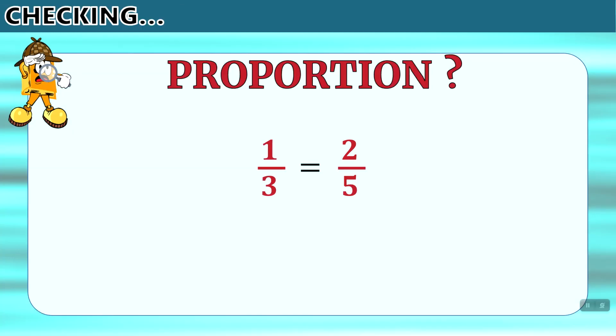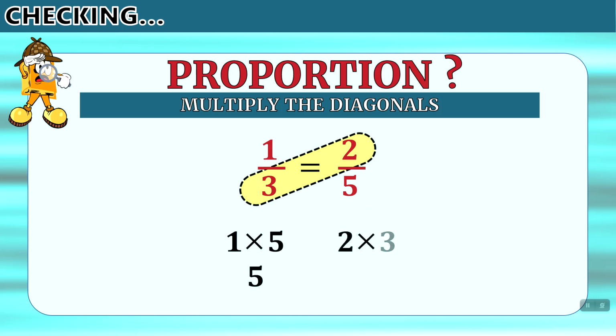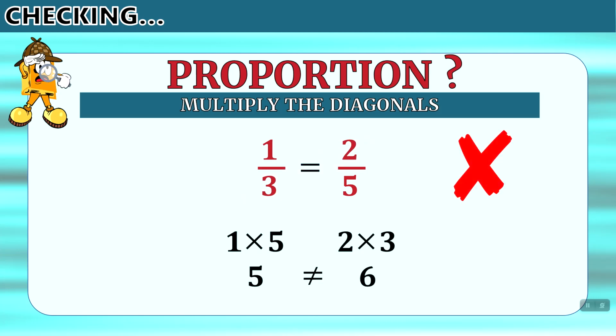Let's check to see whether these two ratios are equal and thus form a proportion. We again multiply the diagonals to make sure, and we multiply 1 times 5 and we get 5. And we check the other diagonal, 2 times 3 is 6, and we know 5 doesn't equal 6, and so therefore this is not a proportion. The two ratios are not equal.